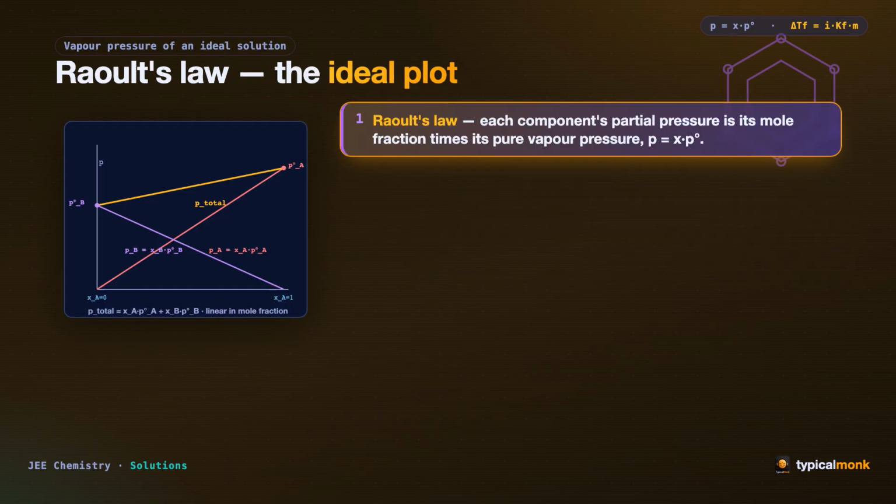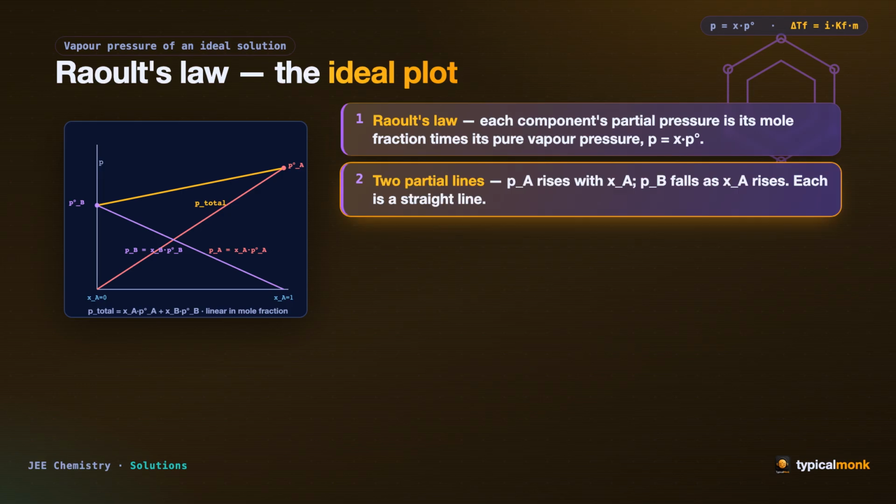Now, look at the picture. Vapor pressure plotted against mole fraction for an ideal solution. Raoult's law itself: each component's partial pressure is its mole fraction times its pure vapor pressure, P equals X times P degree. The 2 partial lines. The pressure of A rises as its mole fraction X rises. The pressure of B falls as X rises. Each one is a straight line.